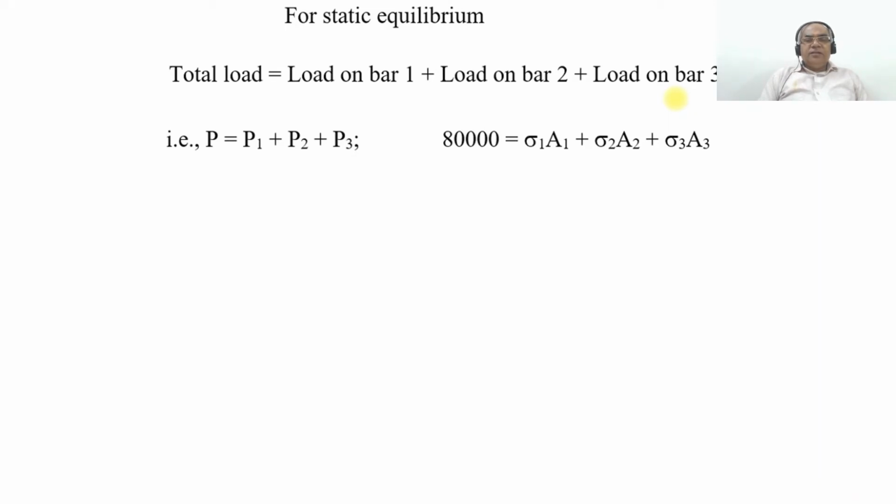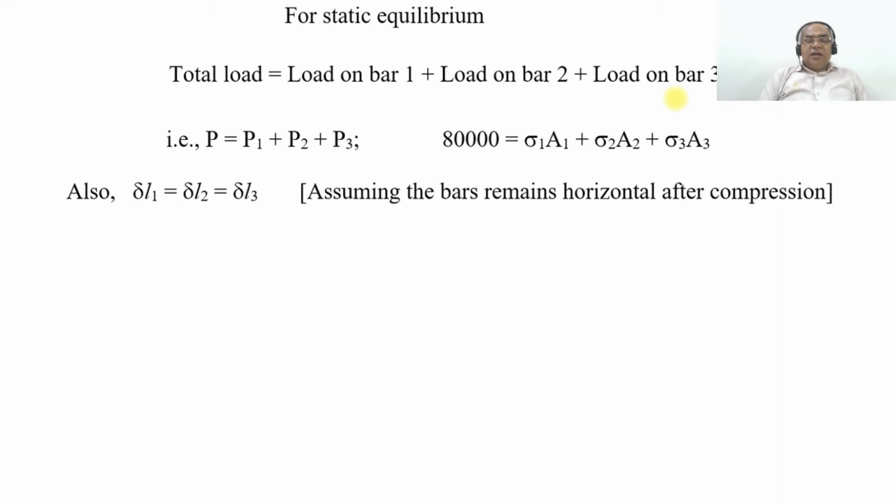So we have 80 kilonewton applied from the top. That will be equal to 80 into 10 to the power of 3, which is nothing but 80,000, equal to P1, the load carried by bar 1, which is sigma 1 into A1, plus sigma 2 into A2 plus sigma 3 into A3. Also we know that delta L1 is equal to delta L2, which is equal to delta L3, as it is given that the platform remains horizontal after the compression because the load is applied from the top. And not only that, the top surfaces of all 3 bars are bearing on the bottom surface of the horizontal bar.